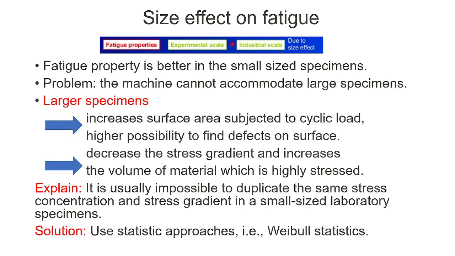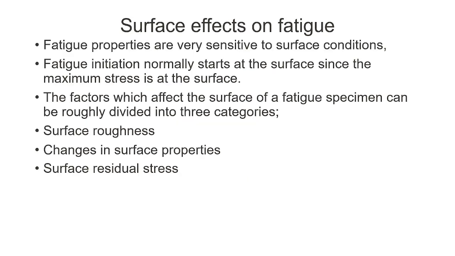The problem is that the machine cannot accommodate a larger specimen. A larger specimen increases the surface area subjected to cyclic load, gives a higher possibility of finding defects on the surface, decreases the stress gradient, and increases the volume of material which is highly stressed. So it is usually impossible to duplicate the same stress concentration and stress gradient in a small size laboratory specimen. What is the solution? You use a statistical approximation, that is, variable statistics.